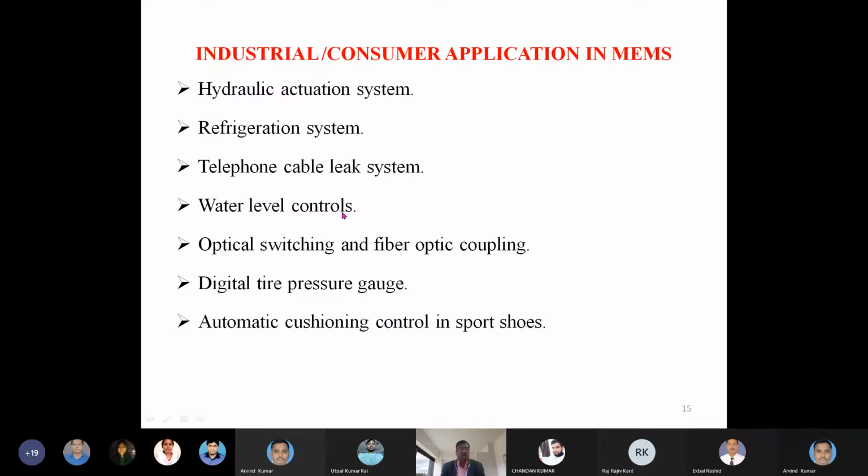And then the water level control system, optical switching and fiber optic coupling, digital tire pressure gauge, the automatic cushion control and the spot systems. So in this way, mechatronics and micro mechatronics systems have applications in almost all fields of engineering: the medical field, automotive field, consumer field, office automation, etc.